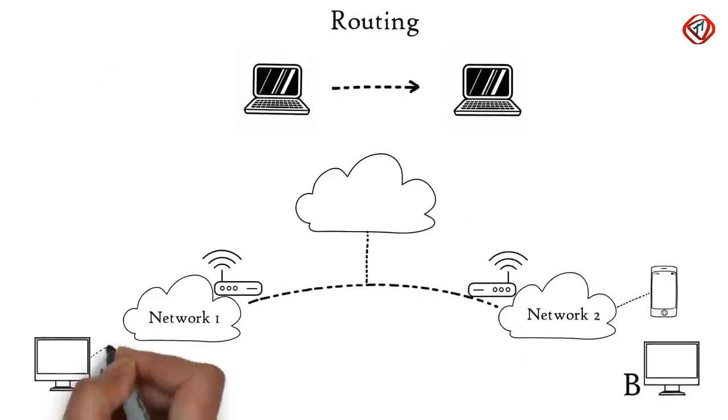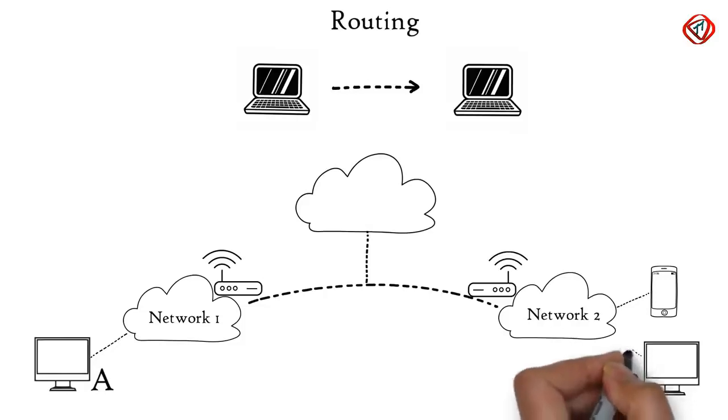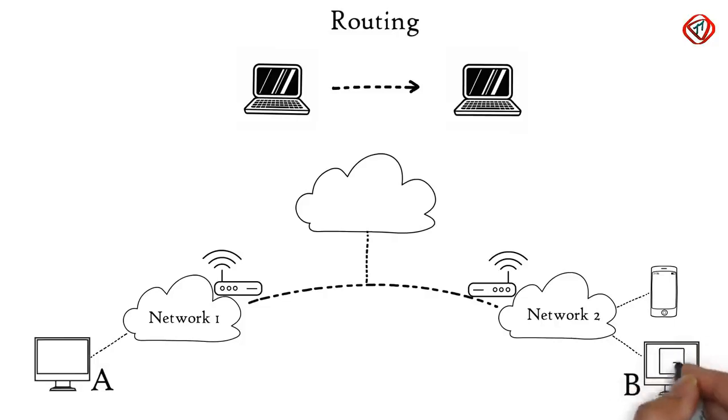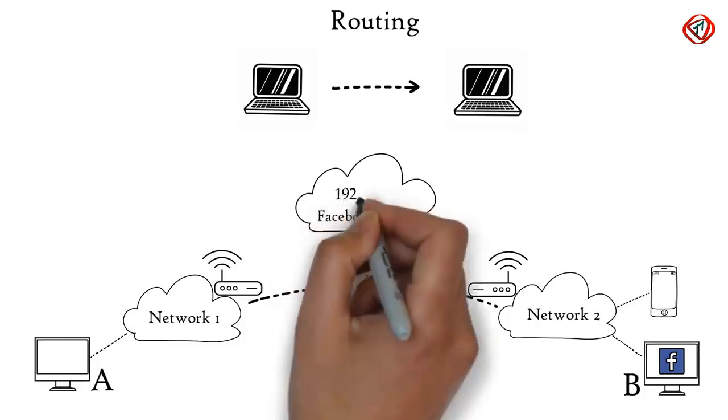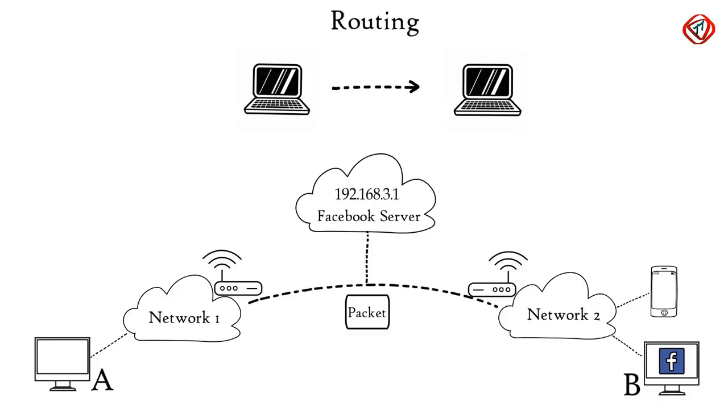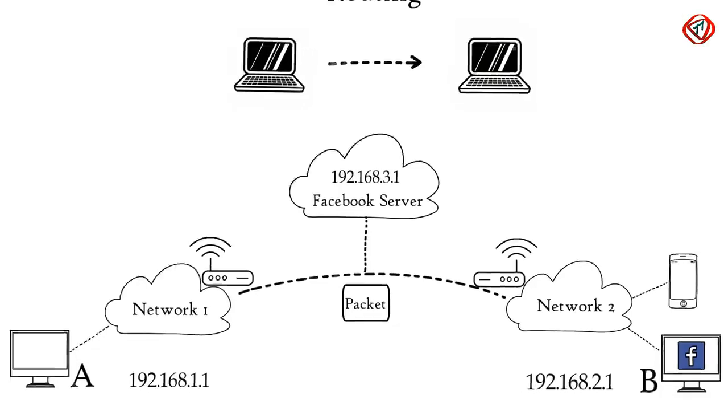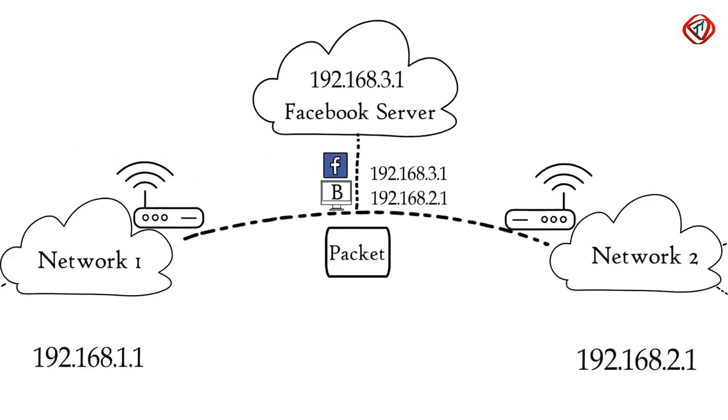Suppose computer A is connected to network 1 and computer B is connected to network 2. From computer B, we have requested to access facebook.com, and now there is a reply from Facebook server for computer B in the form of a packet. This packet needs to be delivered to computer B only. Since in a network each device has a unique IP address, these both computers will be having a unique IP address as well.